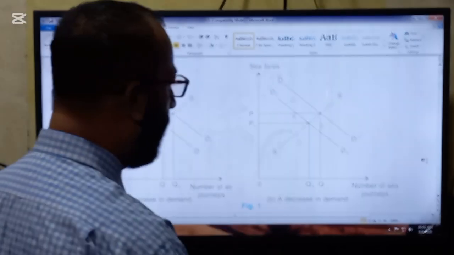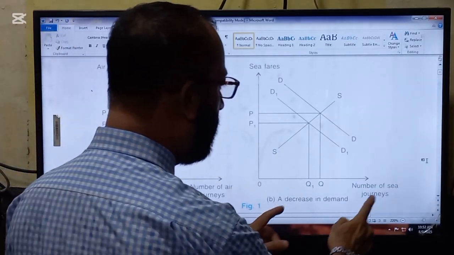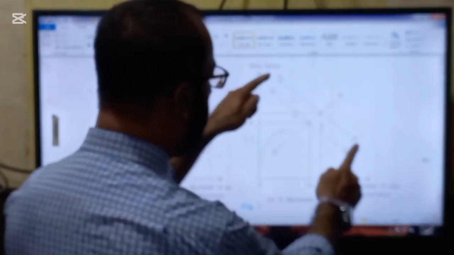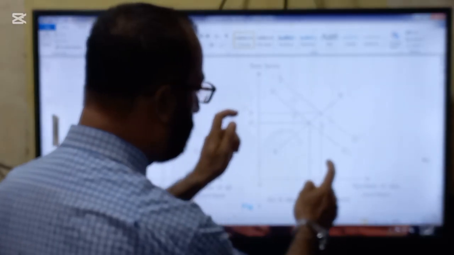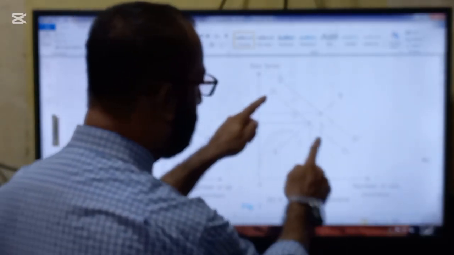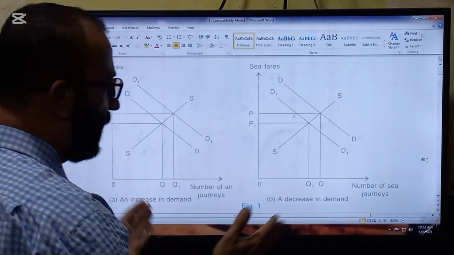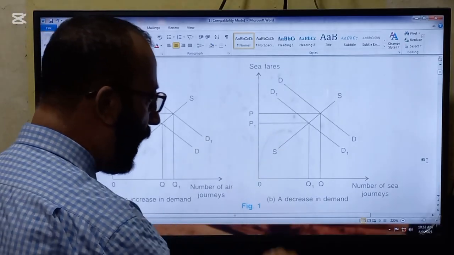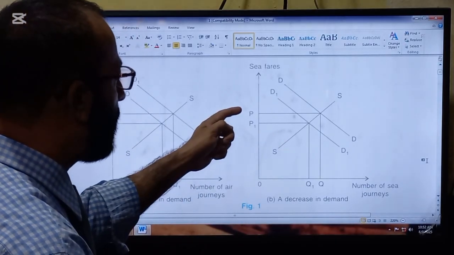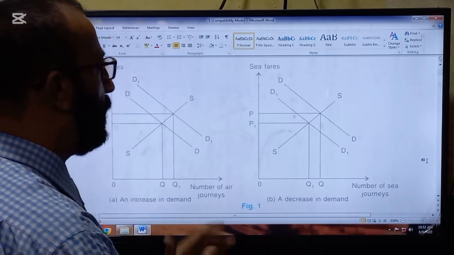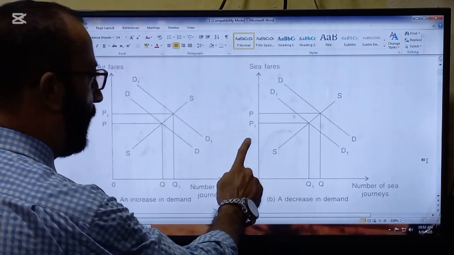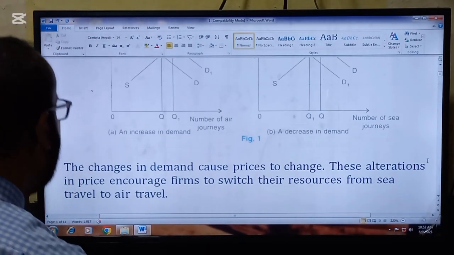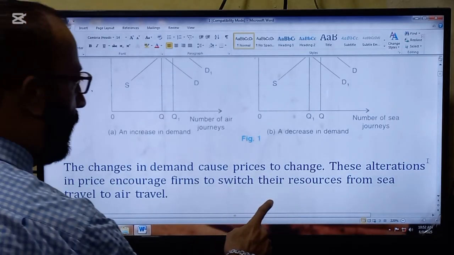And in this you can see the demand for sea travel is decreasing. So the original demand curve is DD, and the demand curve will shift towards the left or inward. So D1 is the new demand curve. And because demand is decreasing, there will be a downward pressure on the equilibrium price to reset as the new equilibrium price, which will be lower than the previous equilibrium price. The changes in demand cause prices to change.